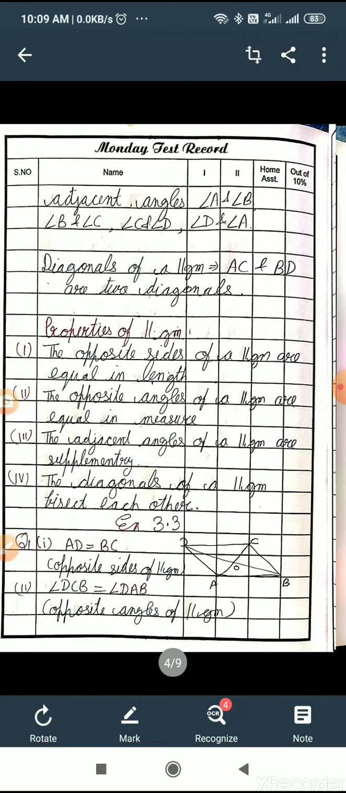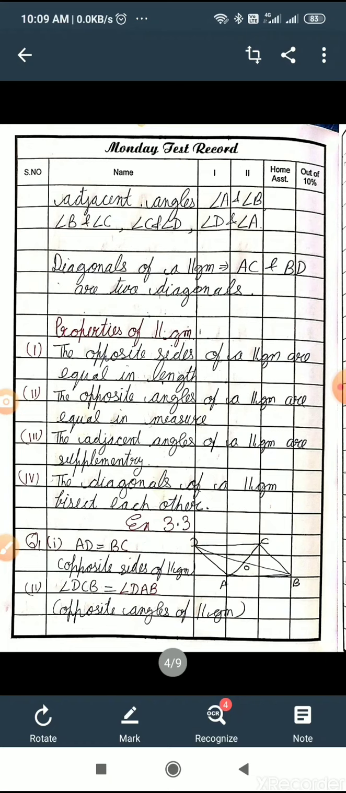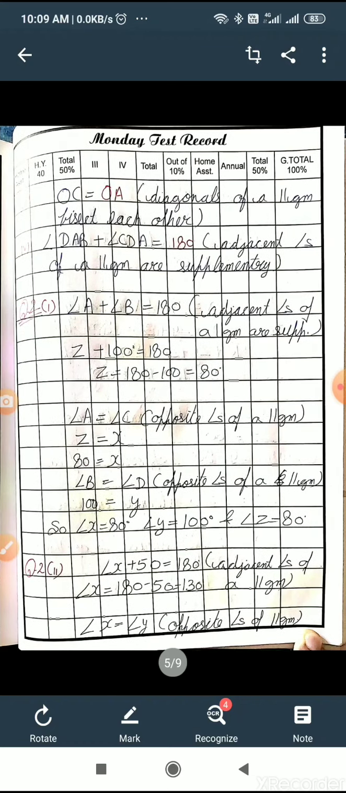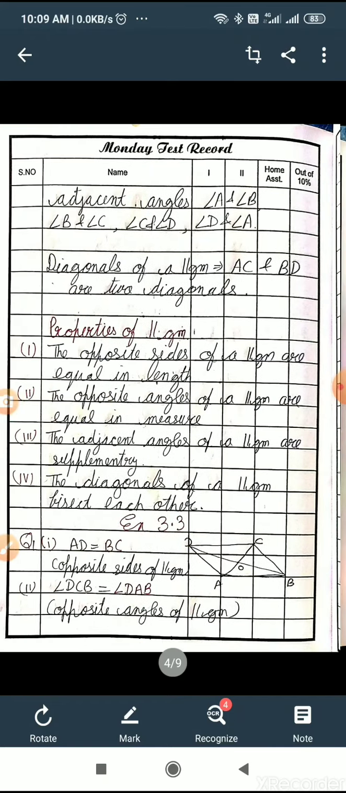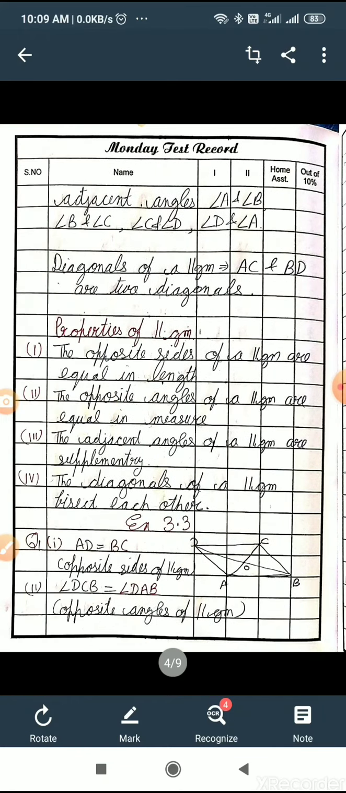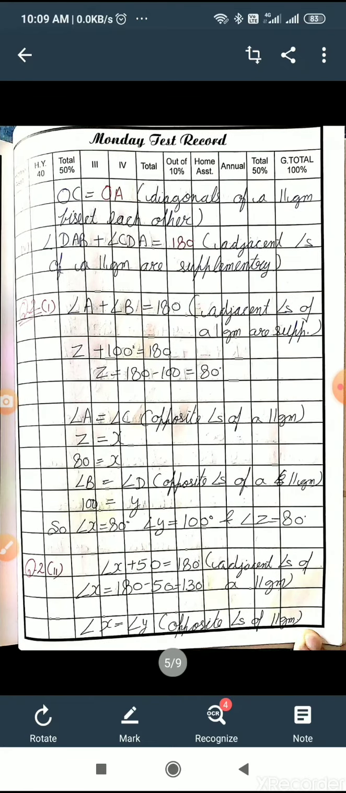Next, DAB. DAB and ABC will be of 180 degree. DAB and CDA, these two angles will be of 180 degree. Why? Because these are the adjacent angles of a parallelogram. So this way you will conclude that with the help of properties you can fill the blanks.